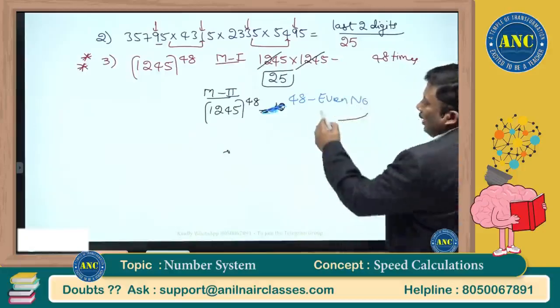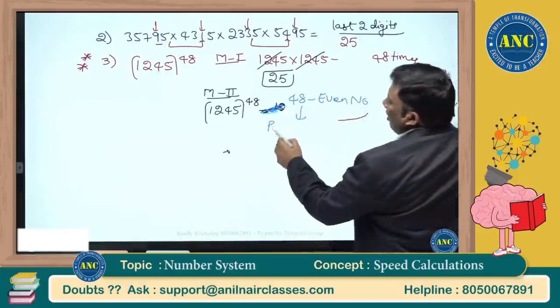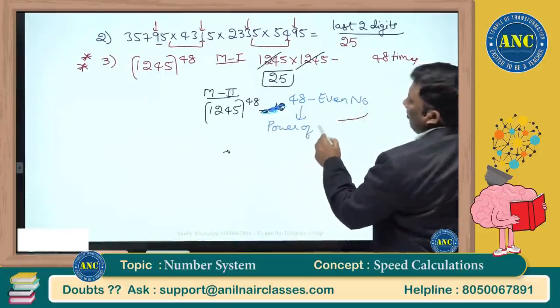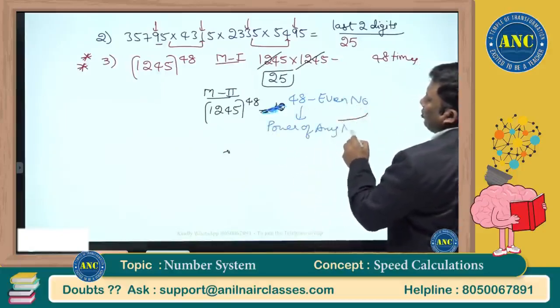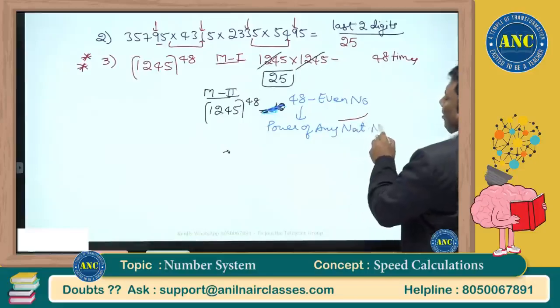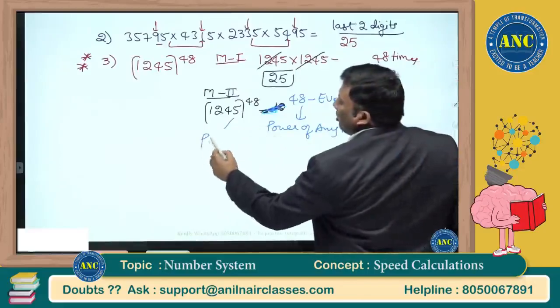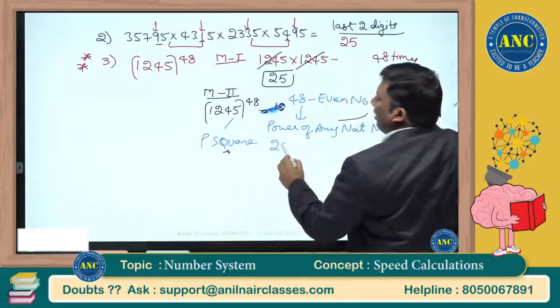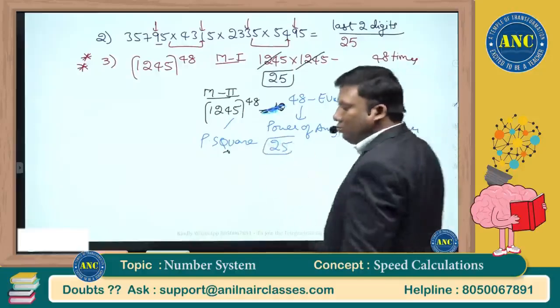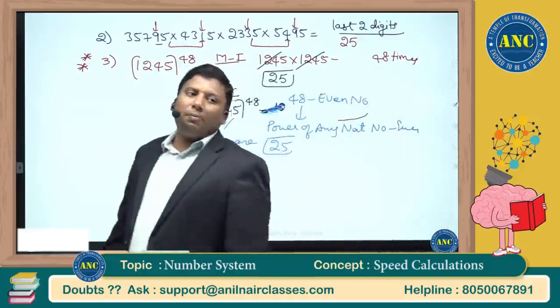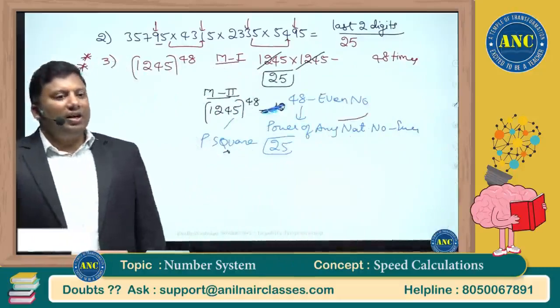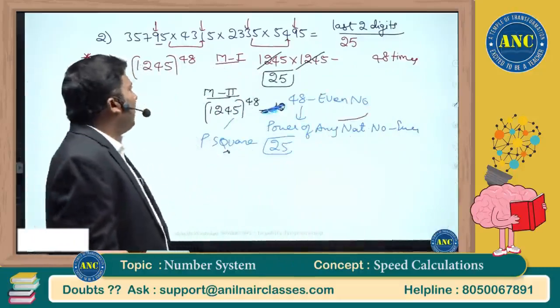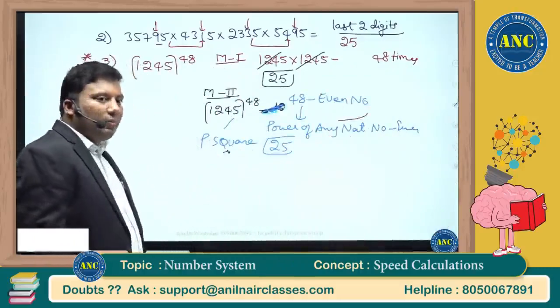If the power of any natural number is an even number, then the number is a perfect square. Already we discussed, any perfect square ending with 5, tens place has to be 2. I hope it is clear.